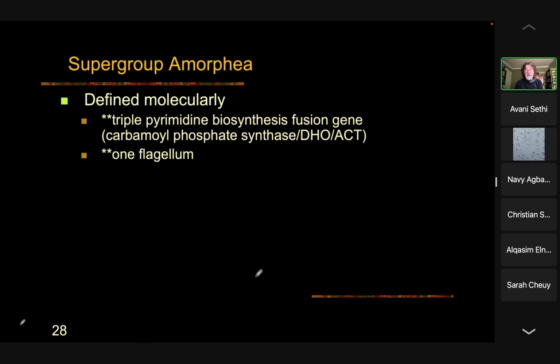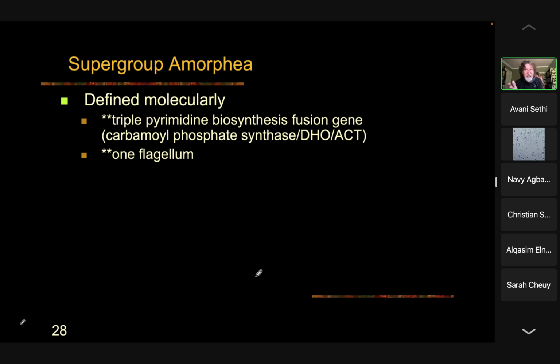The main character here that holds us together is a molecular character, but instead of saying that it's the gene sequence or the nucleotide sequence, and you have this 100 base pair piece that you have to memorize as an apomorphy for this group, this here is clear. Okay, so this is called the triple pyrimidine biosynthesis fusion gene.